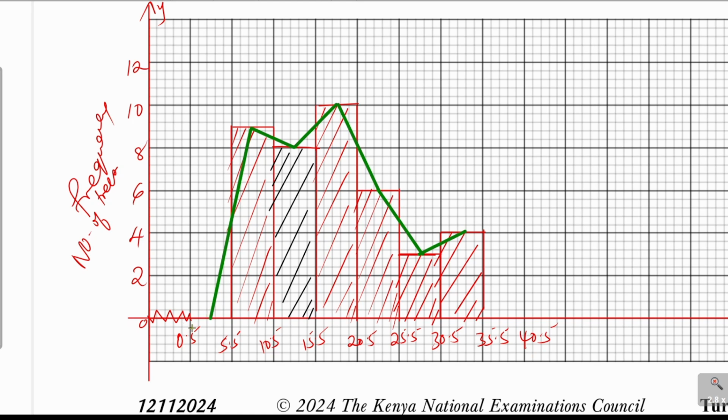Remember, we started slightly on the lower one, 0.5 to 5.5, and then we extended a little bit, 35.5 to 40.5, to ensure that these bars are not hanging. So from this point you join it like that. So using a straight line, use a ruler for this, and that is exactly how you're supposed to draw the histogram and the frequency polygon.